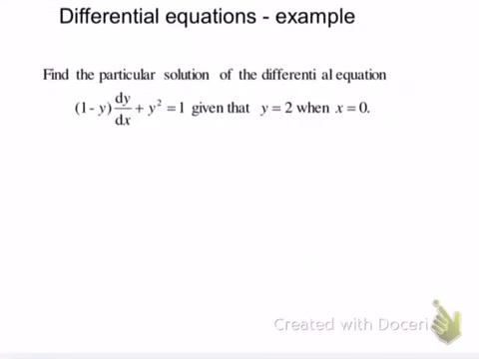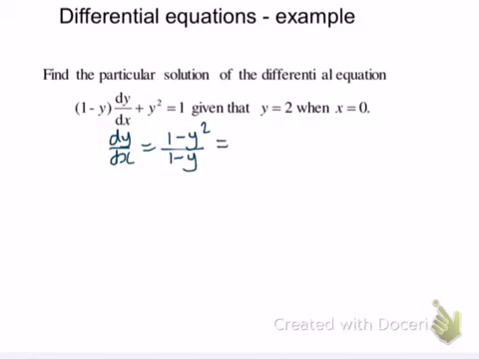Looking at a second example, we've been asked to find the particular solution of the differential equation (1 - y) dy/dx + y² = 1, given that y = 1 when x = 0. So I want to rearrange this so that I have dy/dx on one side and my function in y on the right. This will give me dy/dx is equal to (1 - y²) over (1 - y).